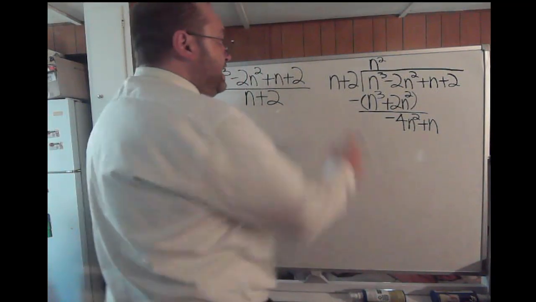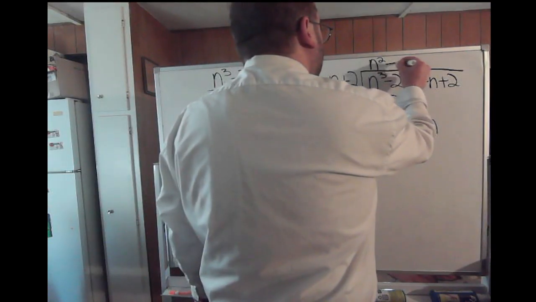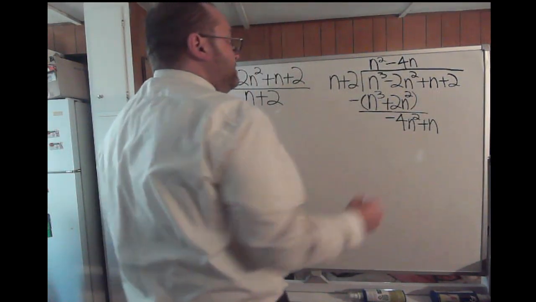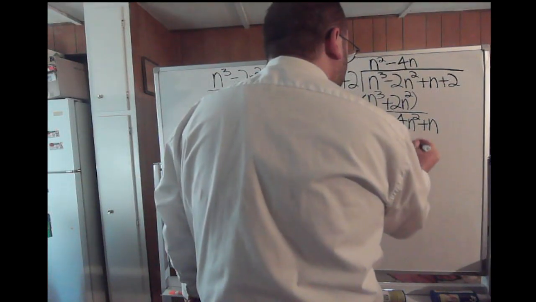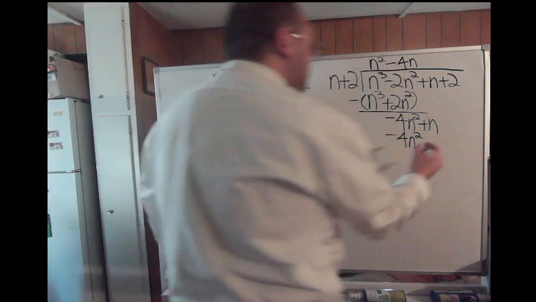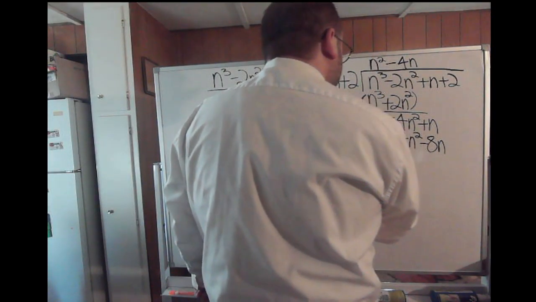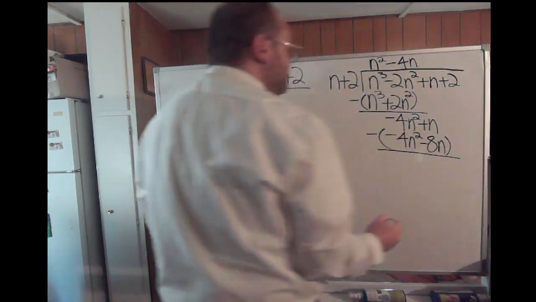Alright. N times what equals negative 4n squared? Well, that'd be negative 4n. So then you take your negative 4n times n, you'll get negative 4n squared. Then you have negative 4n times positive 2. Well, that'd be negative 8n. So now you'll subtract the entire quantity of what you just got from your dividend.